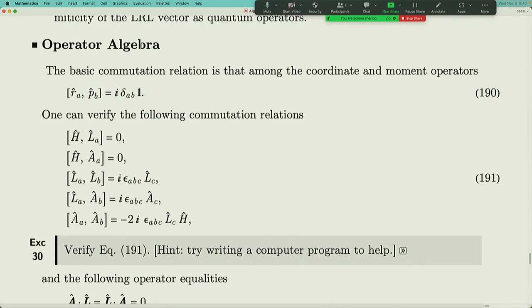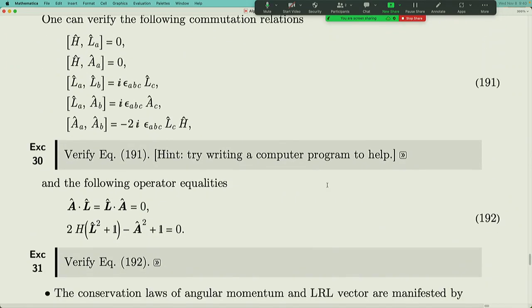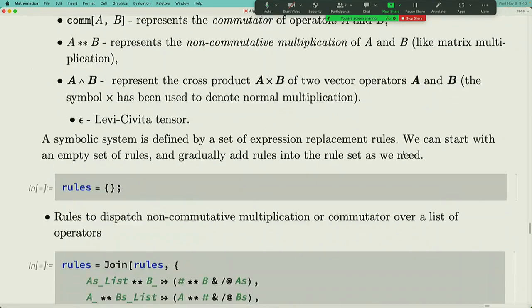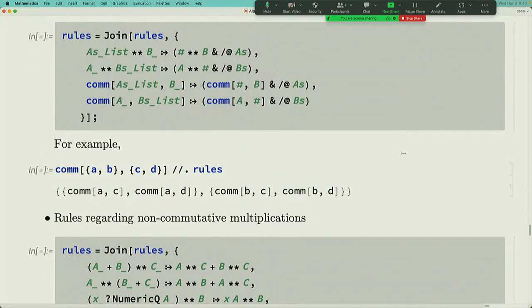And then one can try to verify all this. How do I verify all this? Actually, it's very difficult to verify this by hand, because the definitions of these operators are so complicated. So the strategy is to write a computer program. If you are curious, you can take a look at this exercise. We really use Mathematica to construct an algebraic system. It's very nice for Mathematica.